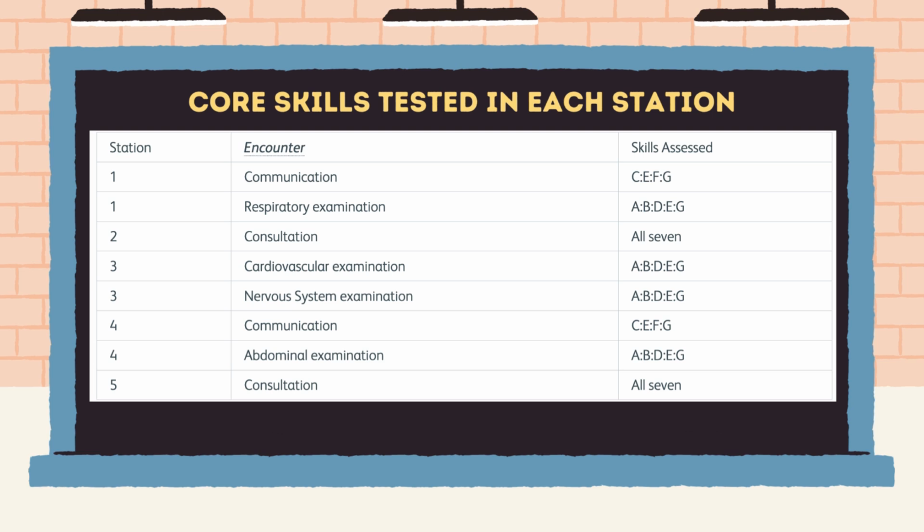This table provides a clear overview of which domains are tested in each station. Of particular note are stations 2 and 5, which assess all 7 core domains. These stations are comprehensive and carry significant weight in the overall assessment. Therefore, dedicating time to mastering these stations is crucial for achieving a successful outcome in your PACES exam.